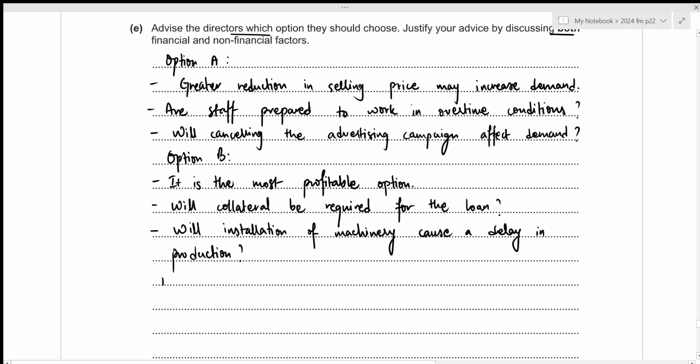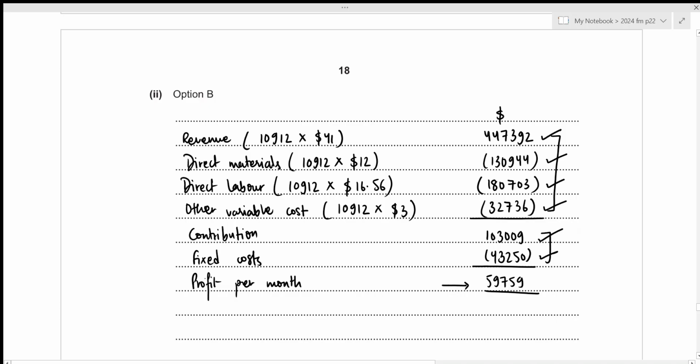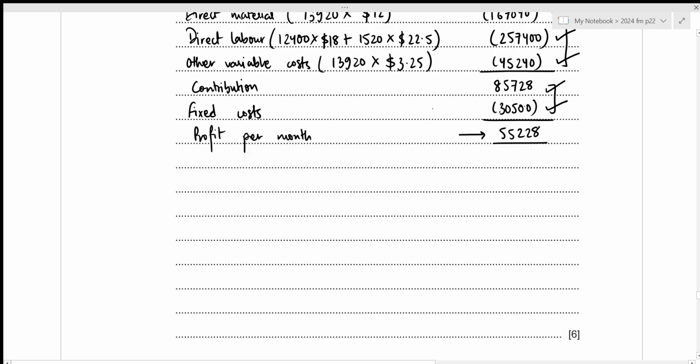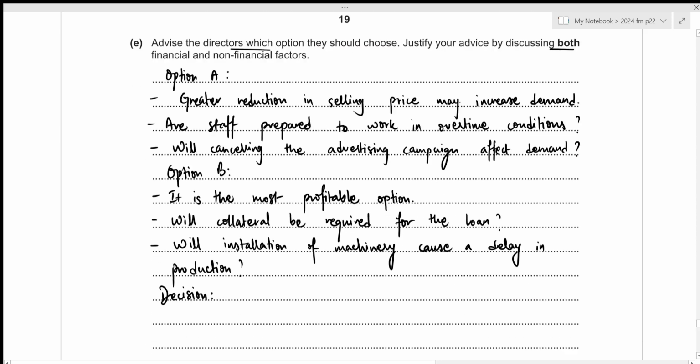Now, based on these factors, you need to make a final decision. So in this case, I'm going to focus on the fixed cost as well. The fixed cost for option B has increased to 43,250, whereas the fixed cost for option A has decreased to 30,500. So in this case, due to the increased fixed cost for option B, I would suggest the directors to go with option A. Let's write it down.